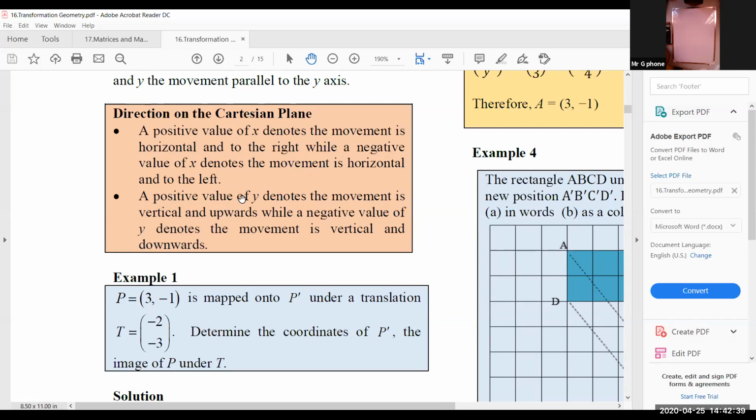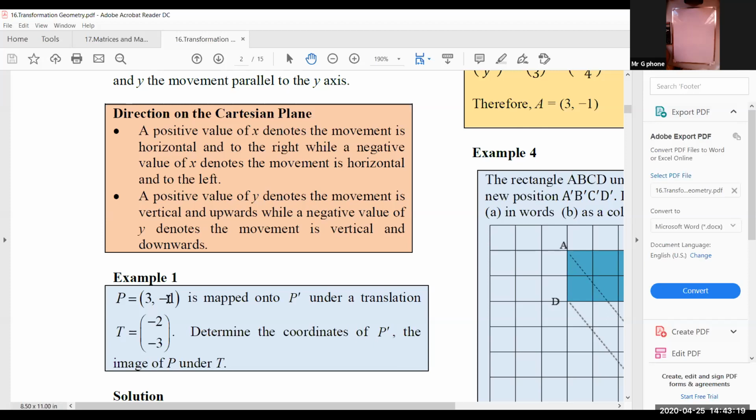However, a positive value of y denotes the movement is vertical and upwards, while a negative value of y denotes the movement is vertical and downward. You see this point here, this is the most important thing you need to understand here. So in this case, y is -1. So this will mean it's a vertical or downwards movement. Okay, everybody? Everybody good? Yes, sir. Okay, great.